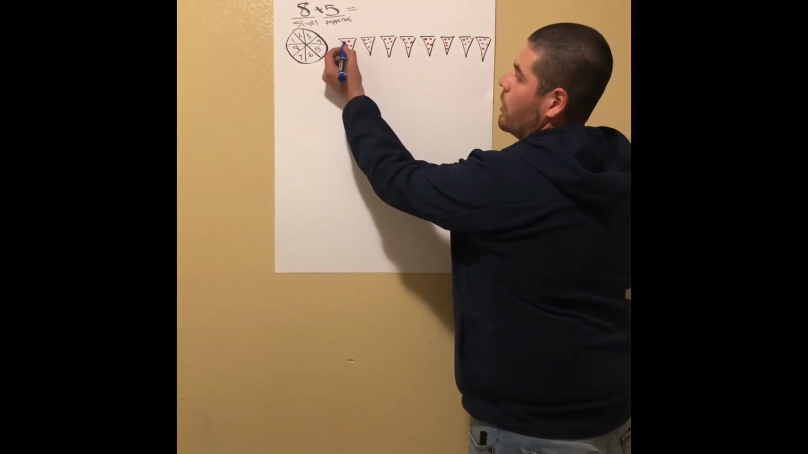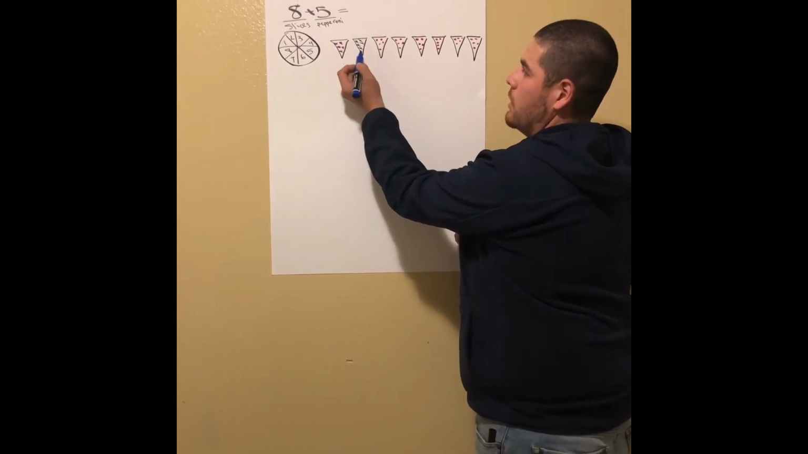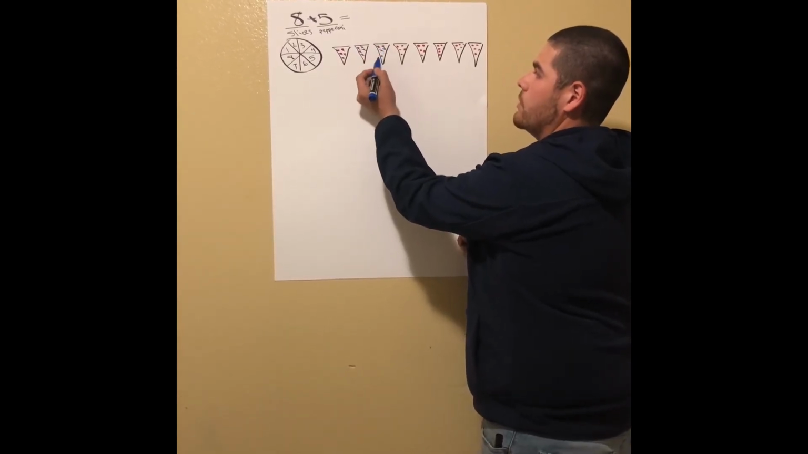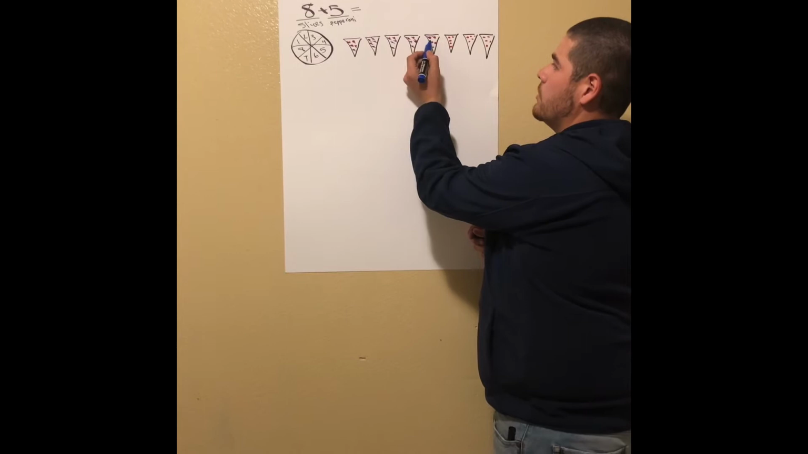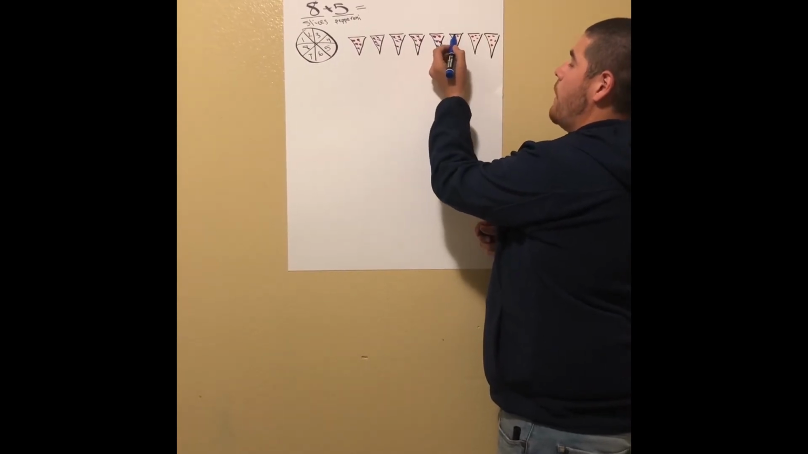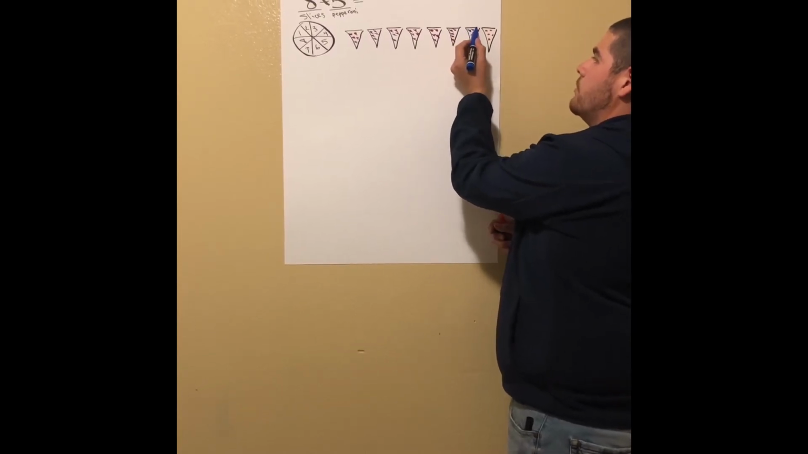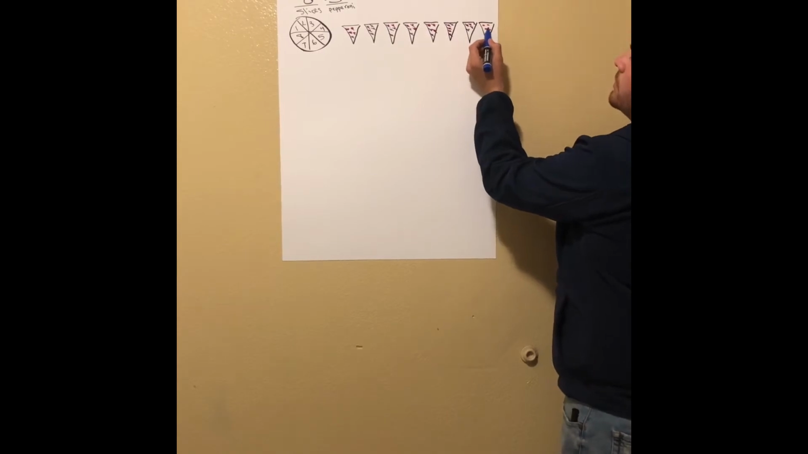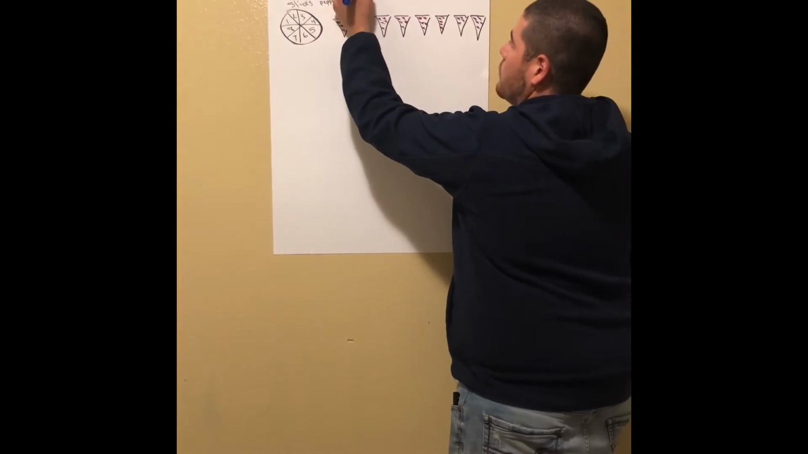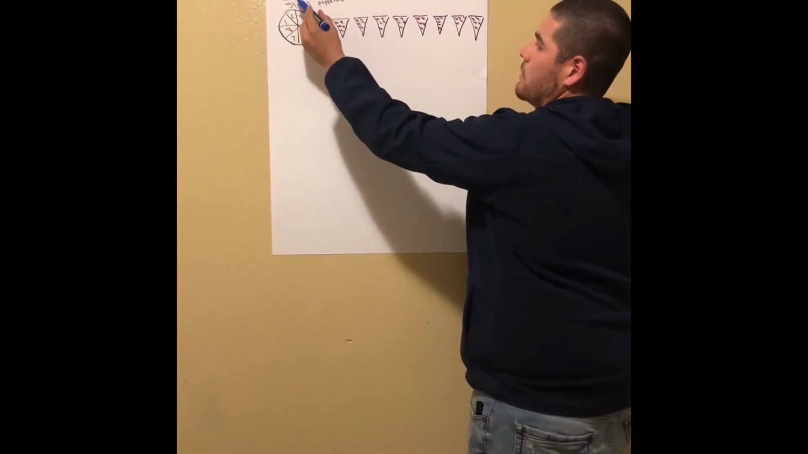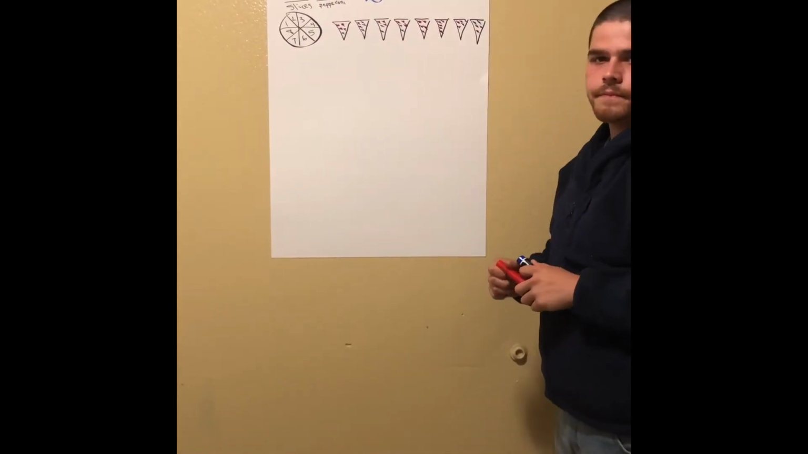We have 1, 2, 3, 4, 5, 6, 7, 8, 9, 10, and so on, up to 38, 39, and 40. So we now know that 8 times 5 equals 40. And that is how many pepperonis I'm going to need.